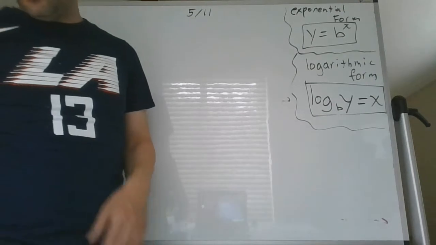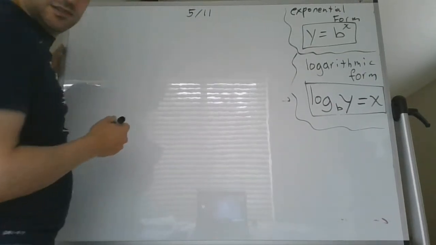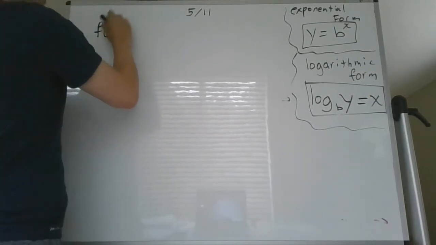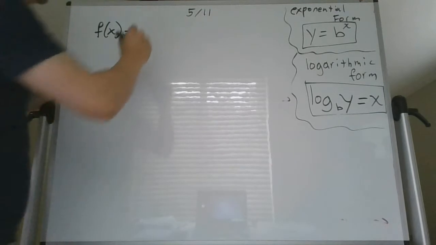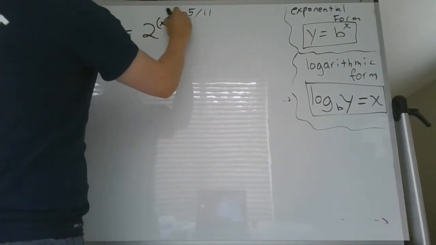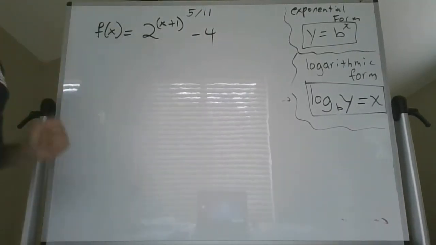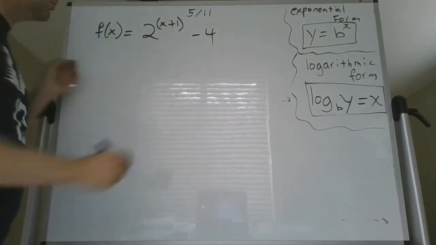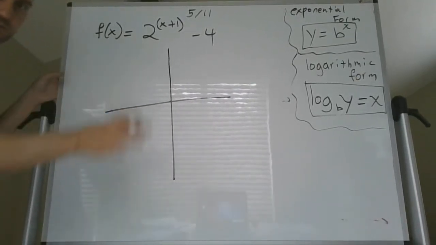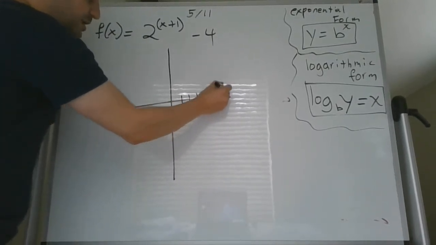What if I give, oh, and then I went over something like this too. Let's say f of x equals 2 to the power of x plus 1, all of that minus 4. All right, this is an exponential. Clearly, it's an exponential graph. We went over exponential graphing the week before, but just for the sake of it, I'm going to graph this really fast.